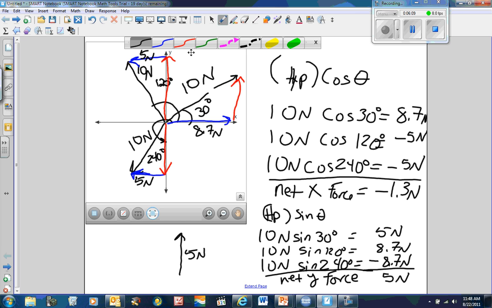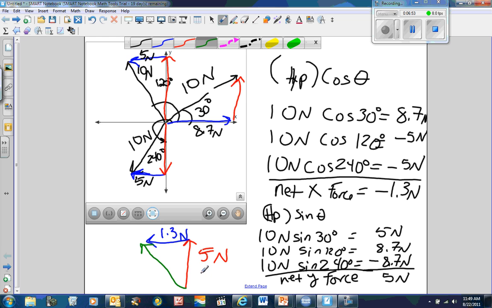Let me erase this real quick. I'm going to make this red. So I got 5 newtons pointing up. That's my net y force, right? 5 newtons pointing up. And then I have 1.3 newtons pointing to the left. That means I'm in the second quadrant, because the hypotenuse of this new triangle is pointing in the second quadrant. So how am I going to get the answer to the green?